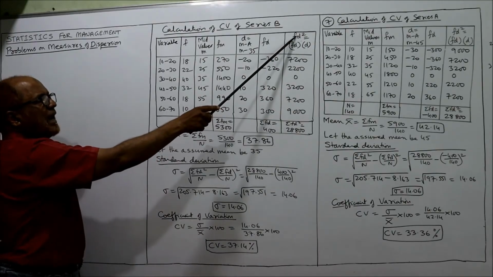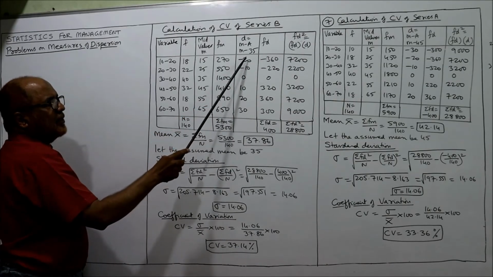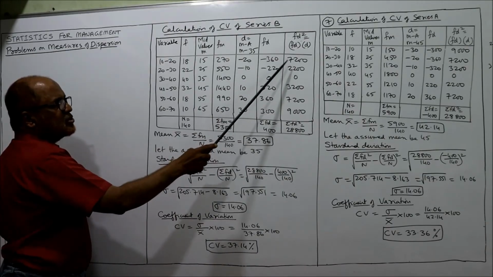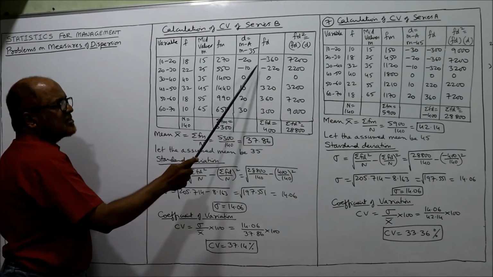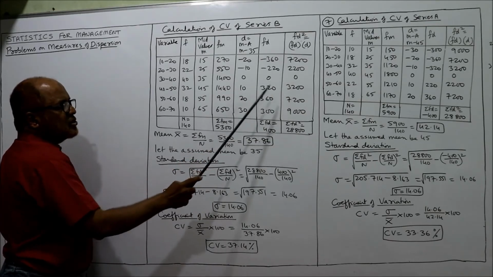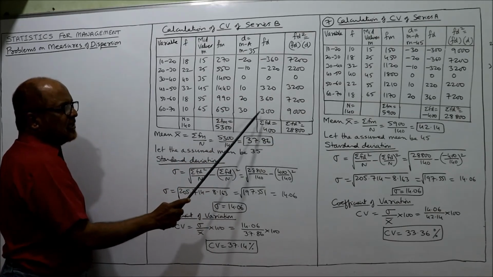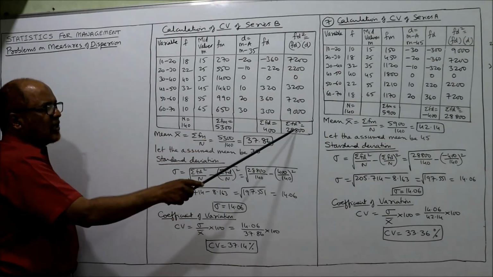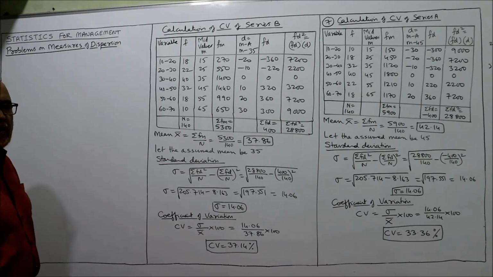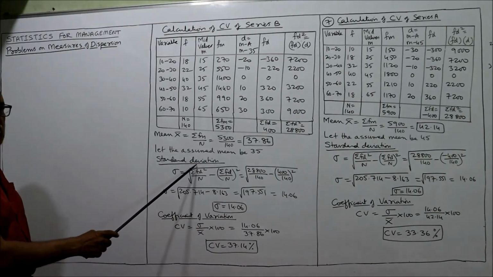Now FD square, FD into D. Minus into minus will become plus. 20 into 360, 7200. Minus into minus plus. 10 into 220, 2200. 0. Then 3200. 20 into 360, 30 into 300. Take the total FD square, 28,800. Now we know the formula for standard deviation.